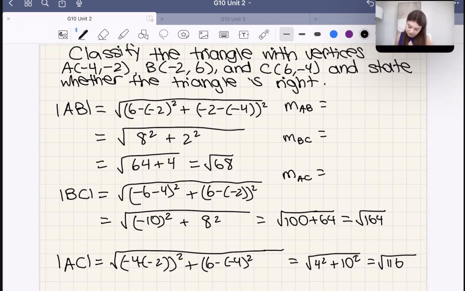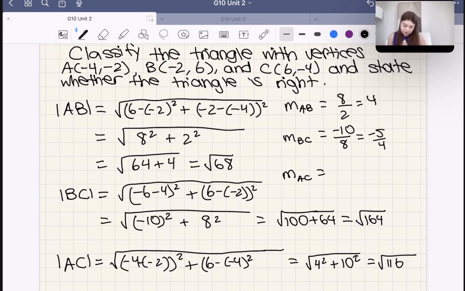Okay, so let's find the slope of AB. So that's going to be delta y, which is 8, over delta x, which is 2. So that's going to be 4 for AB. Awesome. All right, what about for BC? We have delta y, which, let's see, negative 4 minus 6. So that's negative 10 over delta x, which is 8. That's negative 5 over 4. And so far, these 2 are not negative reciprocals of one another. So we do need to keep going and see if AC possibly gives us a negative reciprocal of either of these.